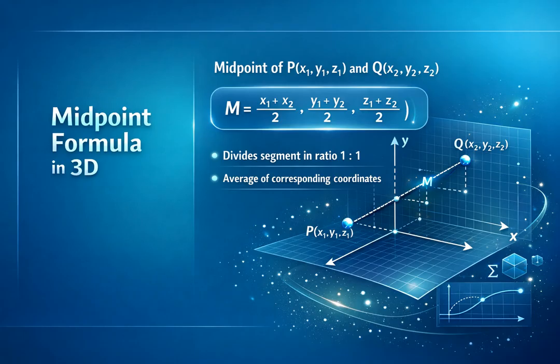The midpoint formula is a special case of the section formula when m equals n. The midpoint M of the segment joining P(x1, y1, z1) and Q(x2, y2, z2) is (x1 plus x2) over 2, (y1 plus y2) over 2, (z1 plus z2) over 2. Simply take the average of corresponding coordinates. This divides the segment in ratio 1:1.